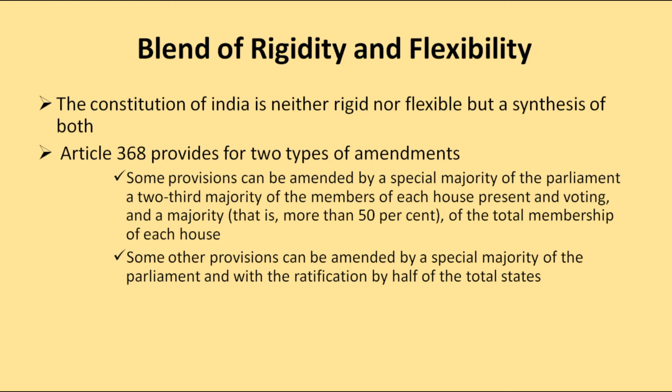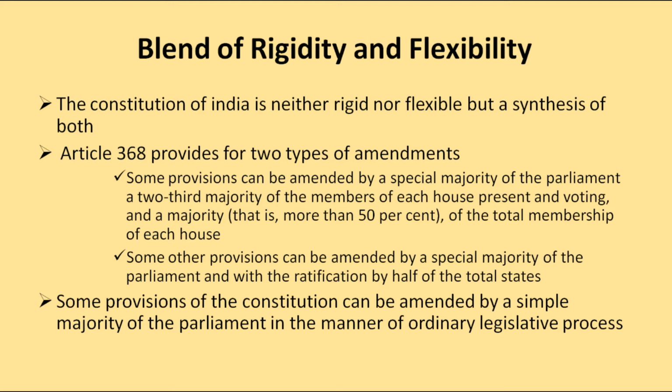Under article 368 we have two types of amendment. One is special majority, that is a 2/3 majority of the members of each house present and voting plus a majority that is more than 50% of the total membership of each house. And next is special majority plus ratification by half of the total states. Then there are some provisions which we can pass by simple majority, which means 50% of the members present and voting.